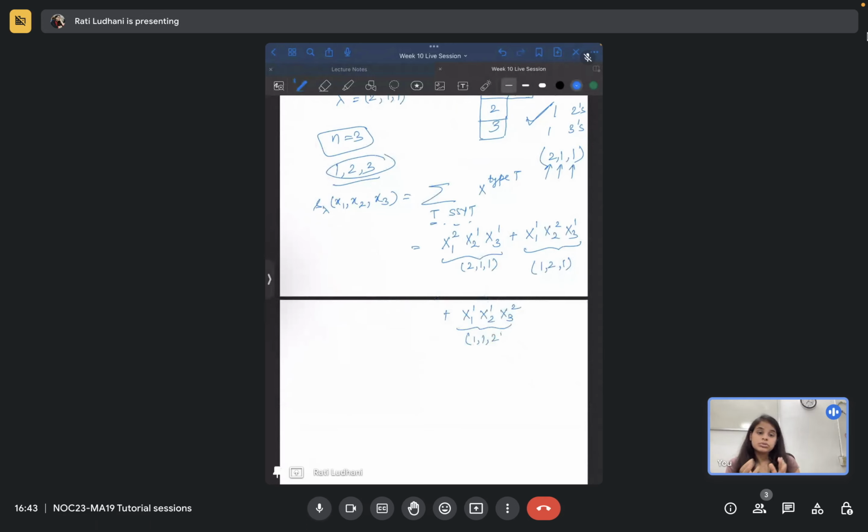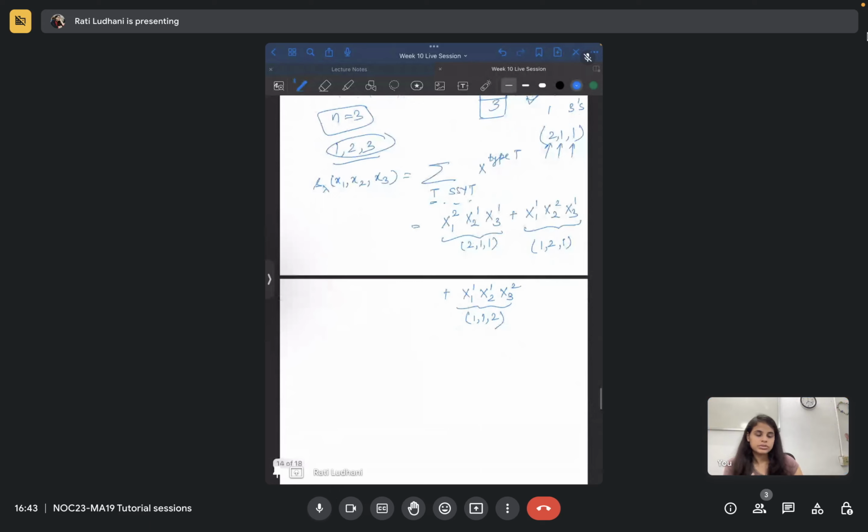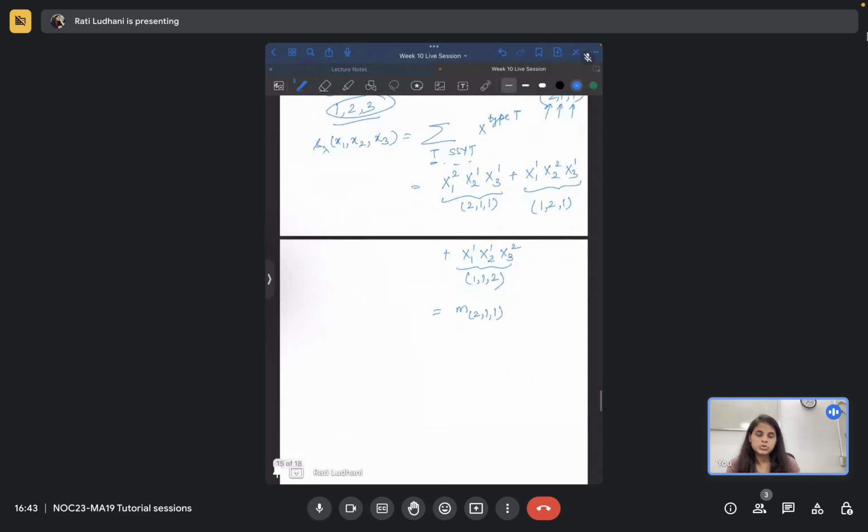So can you see here what is happening? This is exactly m_{211}, the monomial symmetric polynomial, because it will have all the permutations of this. So this is exactly m_{211}. When we consider mu, we always write it in decreasing order, like 2 1 1. Mu is always in decreasing order.